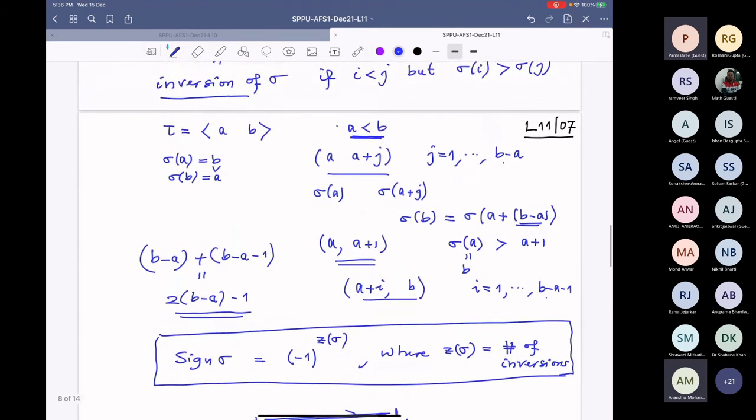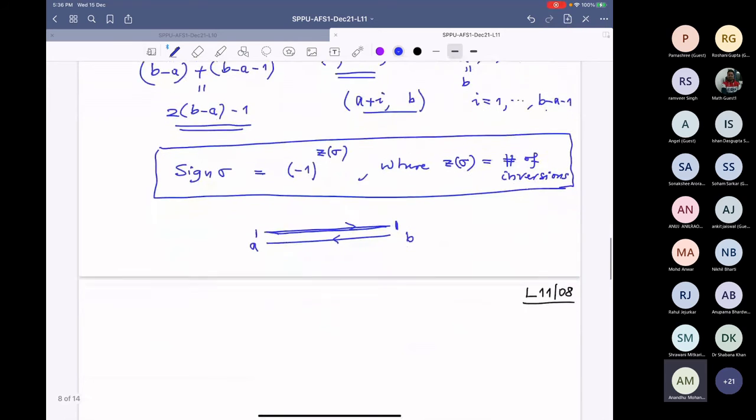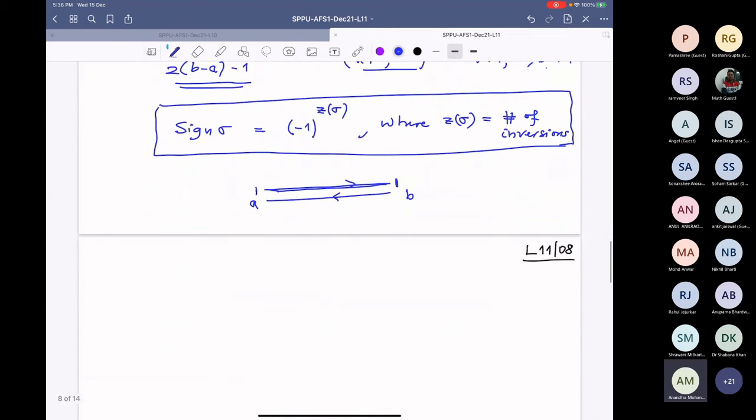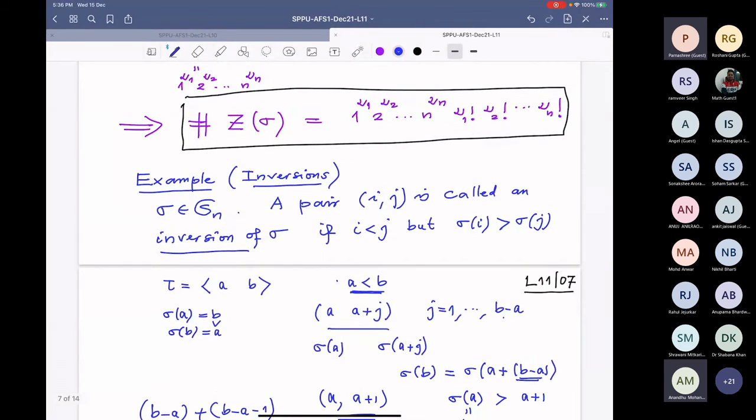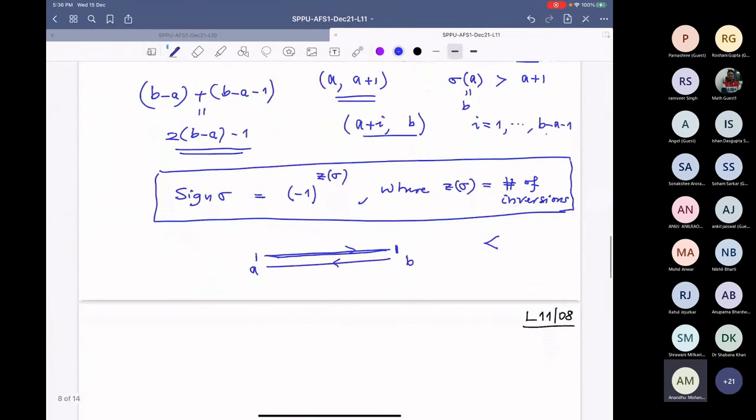But I can do this very well because I know the transposition. I know one is smaller, the other is bigger, and I can always arrange my transposition so that it starts at the smaller. But supposing I have a 3-cycle, not 1, 2, 3, but some other 3-cycle, like 3, 1, 2. Now it will be difficult to compute how many inversions are there.